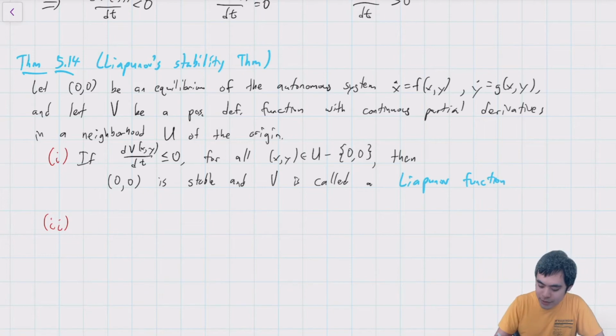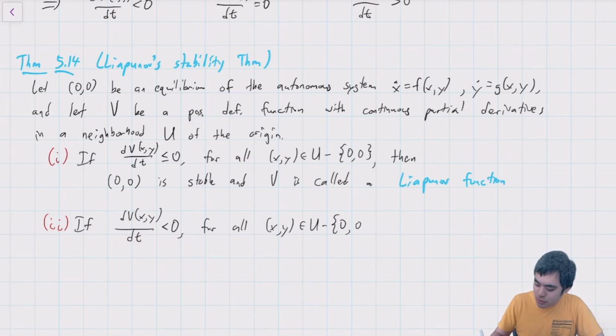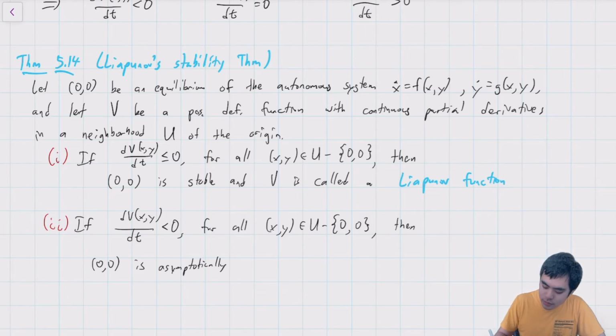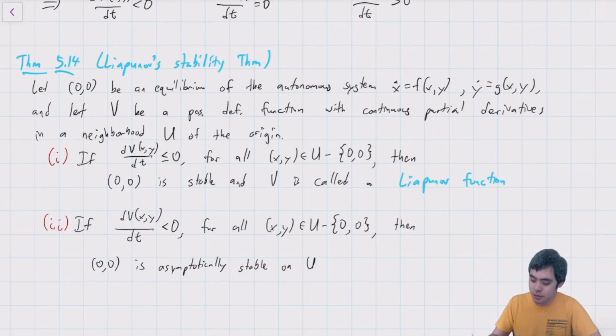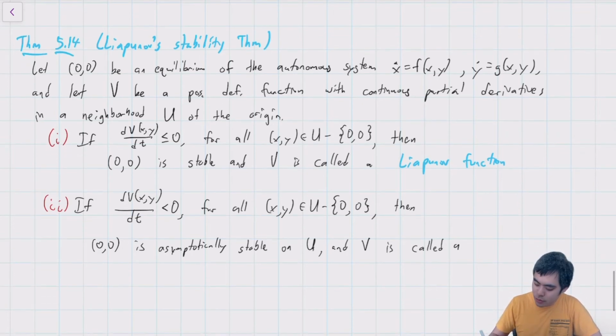Condition 2, or case 2: if dV/dt is strictly less than 0 for all (x, y) in U except the origin, then (0, 0) is globally, on U at least, asymptotically stable on U. So no matter where you start in U, you're going to end up getting pushed towards it, and V is called a strict Lyapunov function.